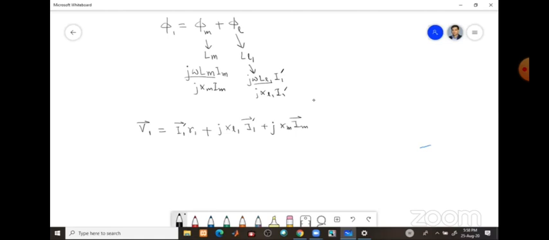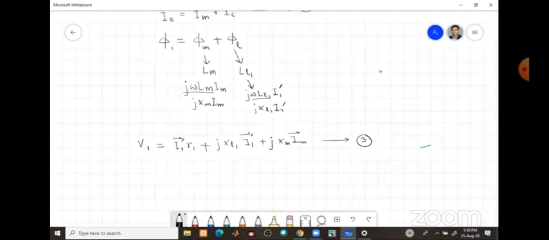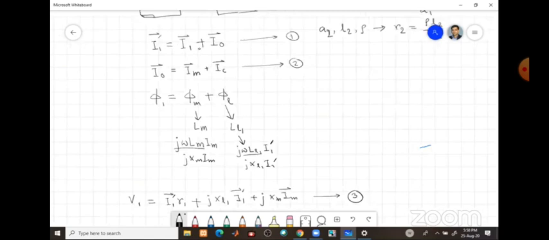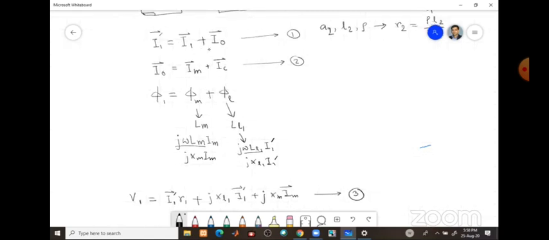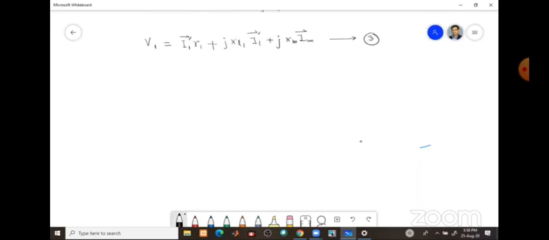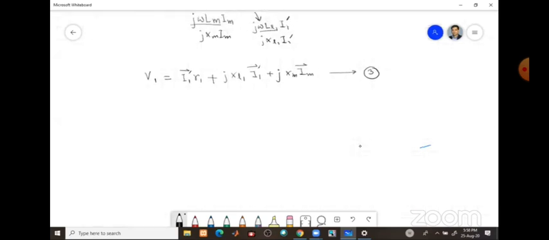So this is the KVL equation we are getting, and this will be our equation number 3. We have already used 1 and 2 for these two KCL equations, Kirchhoff's current law equations, and the third equation we are using for this KVL. Have you understood this part?